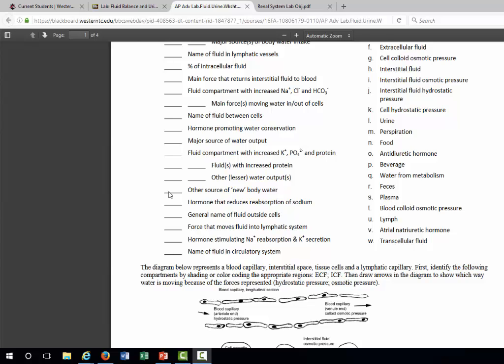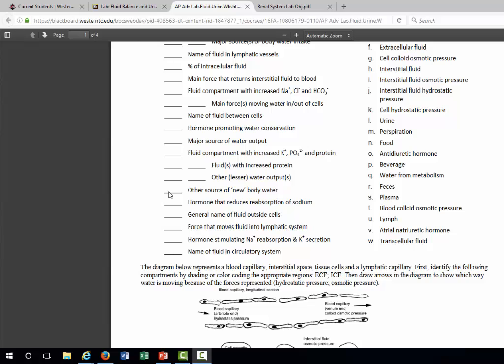Remember natremia? So NATR is referring to sodium. And letter F, I'm sorry, oh, I just gave you the answer. The general name of fluid outside cells is letter F, extracellular fluid. You knew that one anyway.